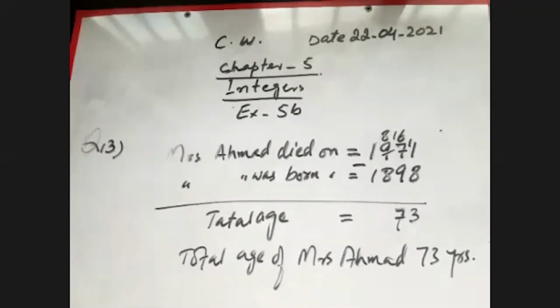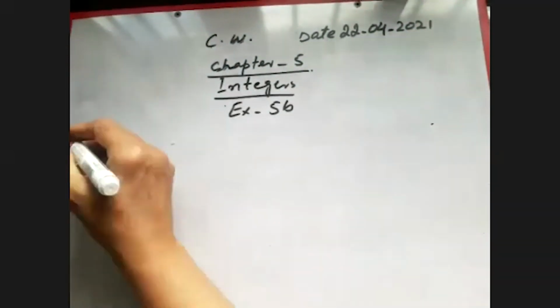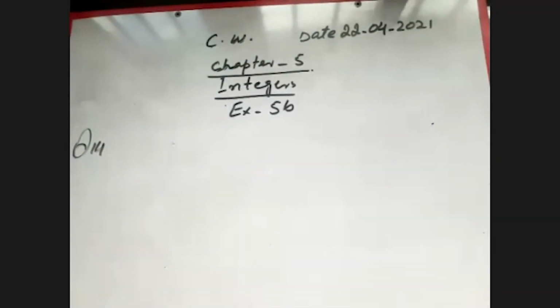Question 14. Hope you are finished with the previous question. The Greek mathematician Eratosthenes was born in 276 BCE and died in 194 BCE, before Christ. Find how long he lived.